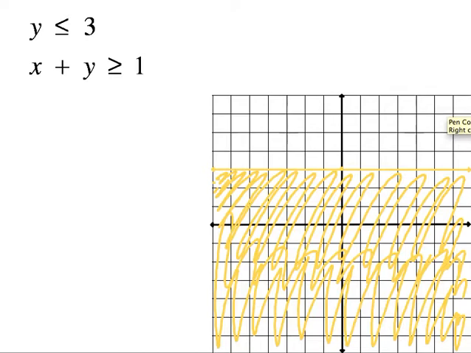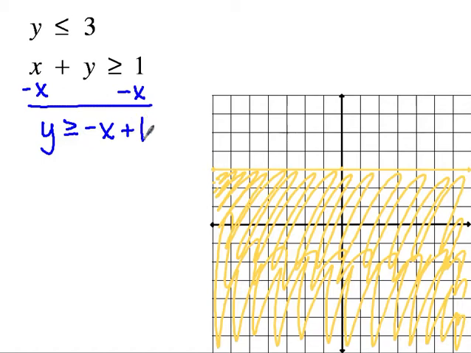Okay, so are we ready for our second line? Our second line, we need to put this in slope-intercept form, so what am I going to do? I need to subtract x from both sides so that really I get y to be greater than or equal to negative x plus 1. What's my slope now going to be? Negative 1. Very good.